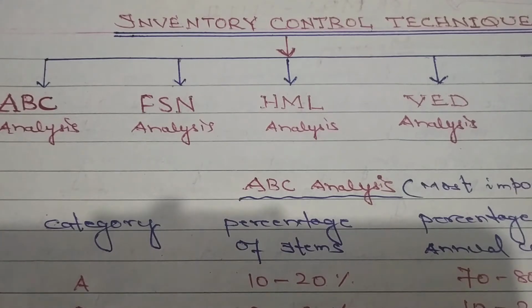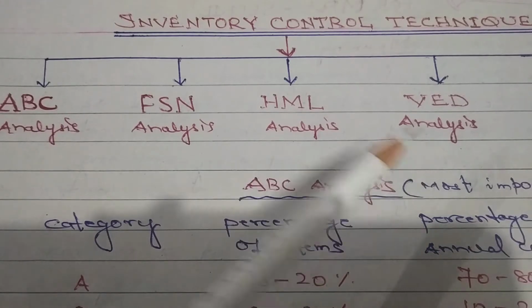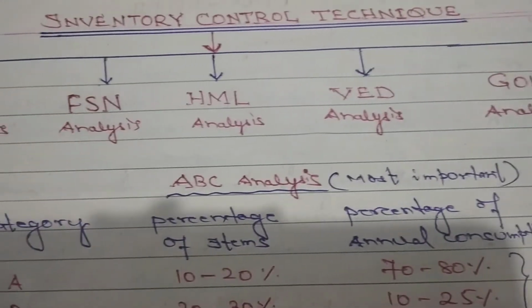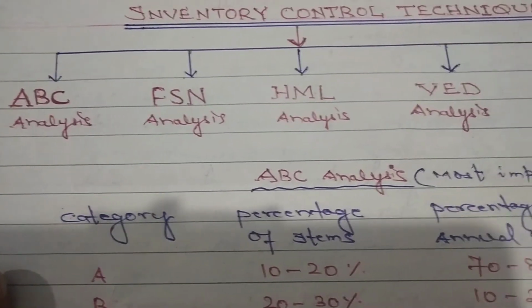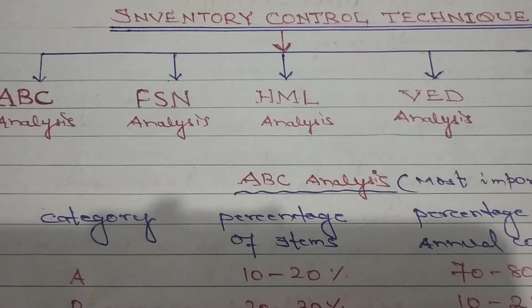There are a few techniques, but we'll discuss only 5 techniques, which are most important. The first one is ABC analysis, then FSN analysis, HML analysis, VED analysis, and the fifth one is GOLF analysis. One by one, we'll discuss the different techniques which we use.